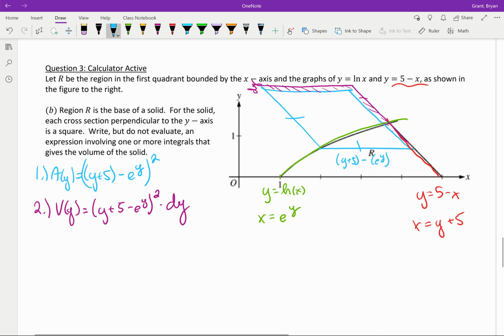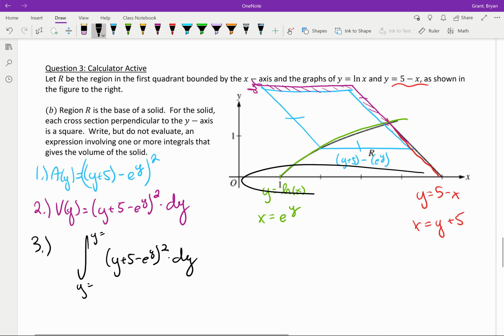And then last but not least, we need to go ahead and get our integral. We're going to integrate our volume. We're going to sum up all of these volumes, something like this. But then from where to where? Well, everything has to be in terms of y, so we need y values here. These are x values, so let's go y values. Okay, the lowest y value has got to be a y of 0. The highest y value has to do with this point.